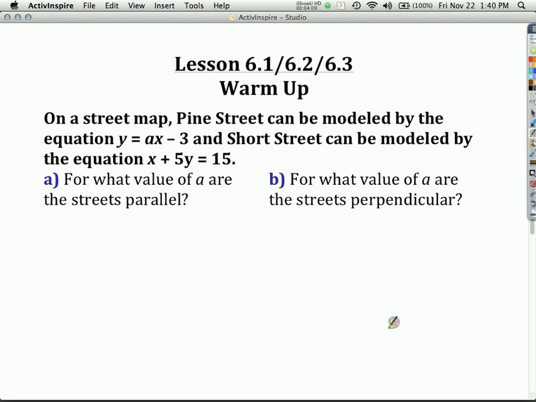Colored pens up. So, part A. For what value of A will the two streets be parallel? Got 4 people on one side of the room, 6 people, 7 people. We'll start with Kezekiah, Ania, and then Sharik.